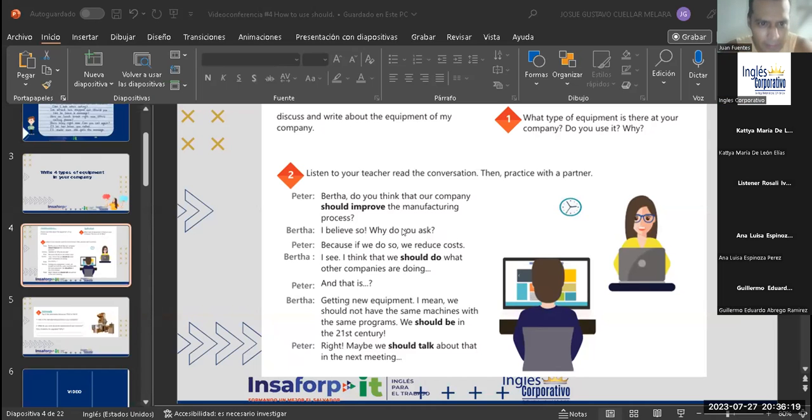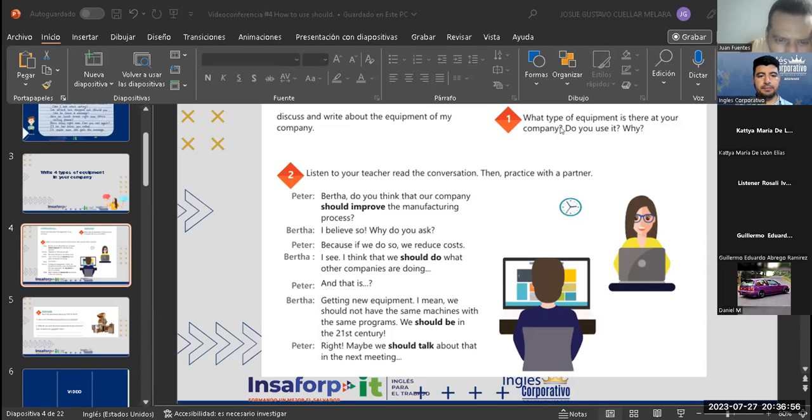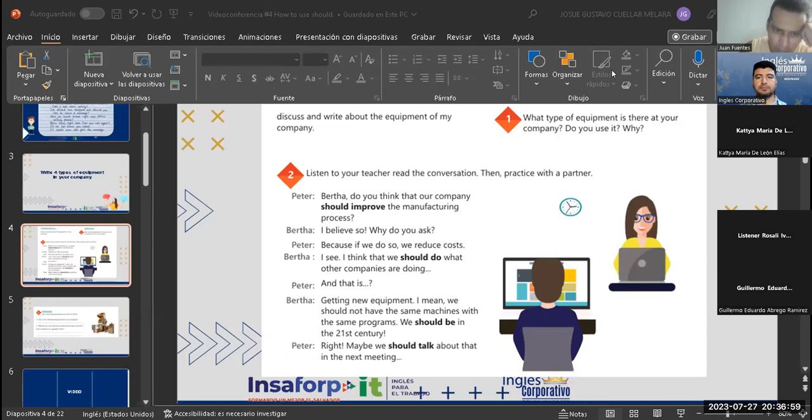Okay, let's start. Berta, do you think that our company should provide the manufacturing process? I believe so. Why do you ask? Because if we do so, we reduce cost. I see. I think that we should do what other companies are doing. And that's it. Creating new equipment. I mean, we should not have the same machine with the same problems. We should be in the 21st century. Right. Maybe we should talk about that in the next meeting. Yeah, that's it. Thank you very much. Okay.